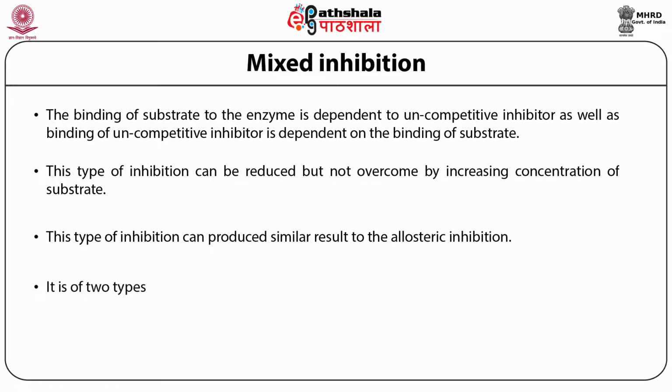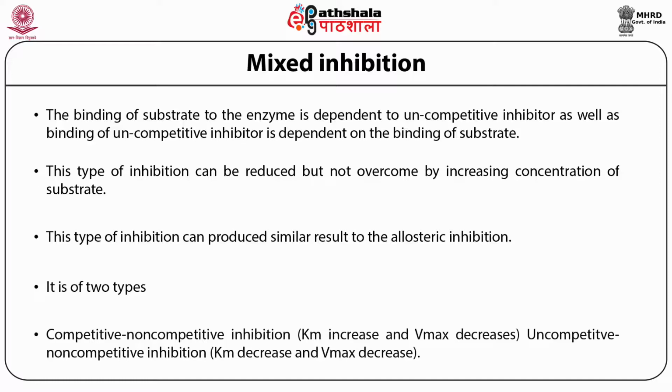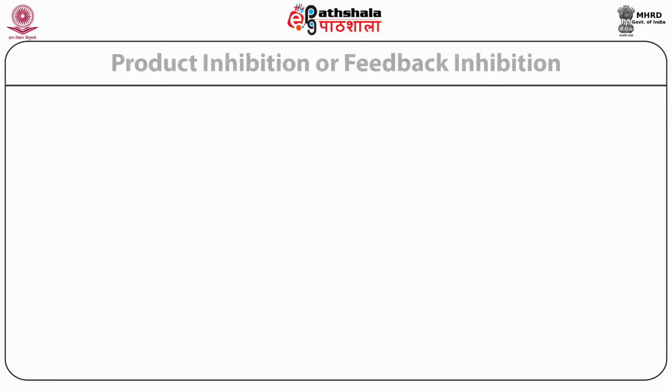So based on the type of mixed inhibition, it is either competitive non-competitive inhibition or uncompetitive non-competitive inhibition. Both have different kinetic variations. For example, in competitive and non-competitive inhibition, Km increases and Vmax decreases, while in uncompetitive non-competitive inhibition, Km decreases and Vmax also decreases. The next type of inhibition is feedback inhibition or product inhibition.